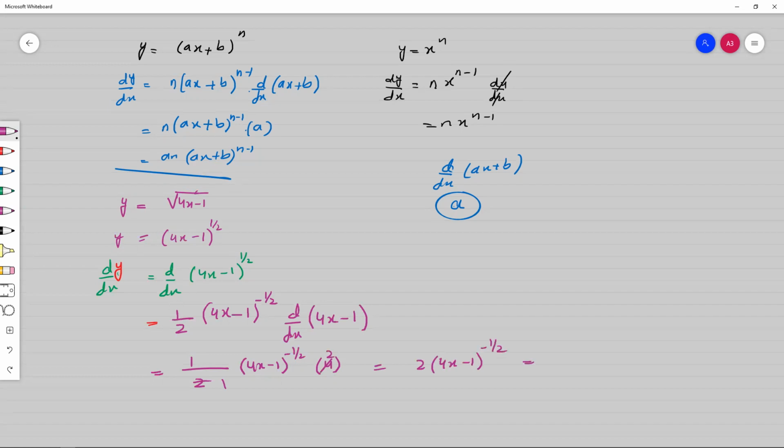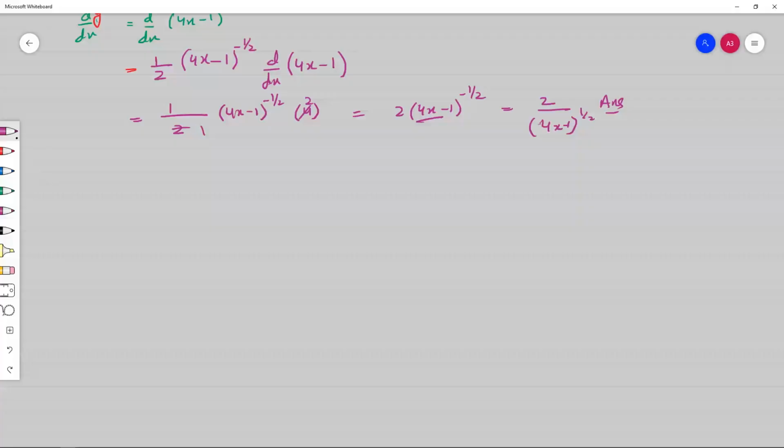Or you can write it so that, because the power is negative, you can shift this into the denominator and it would become positive. So 2 over (4x minus 1) whole power 1 by 2. No problem. This is our final answer.